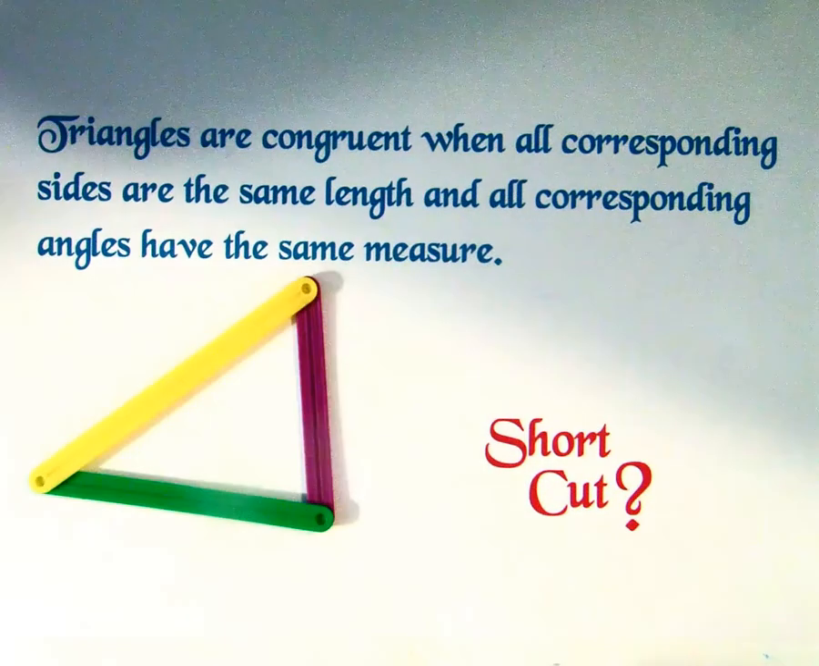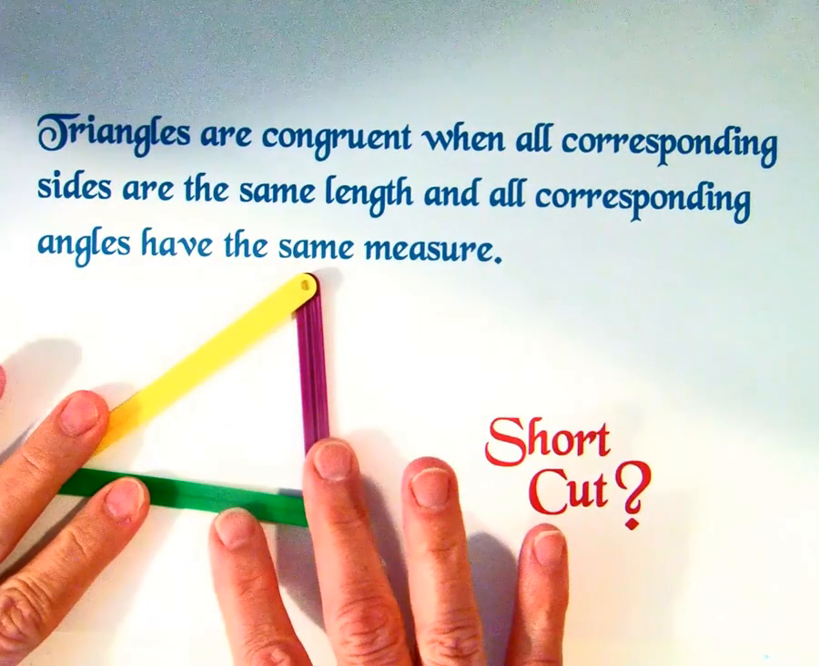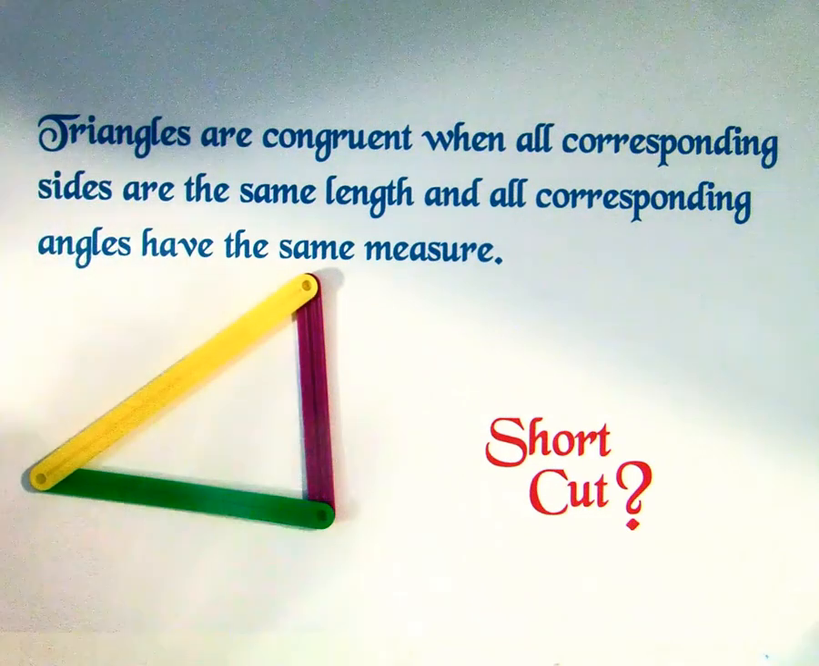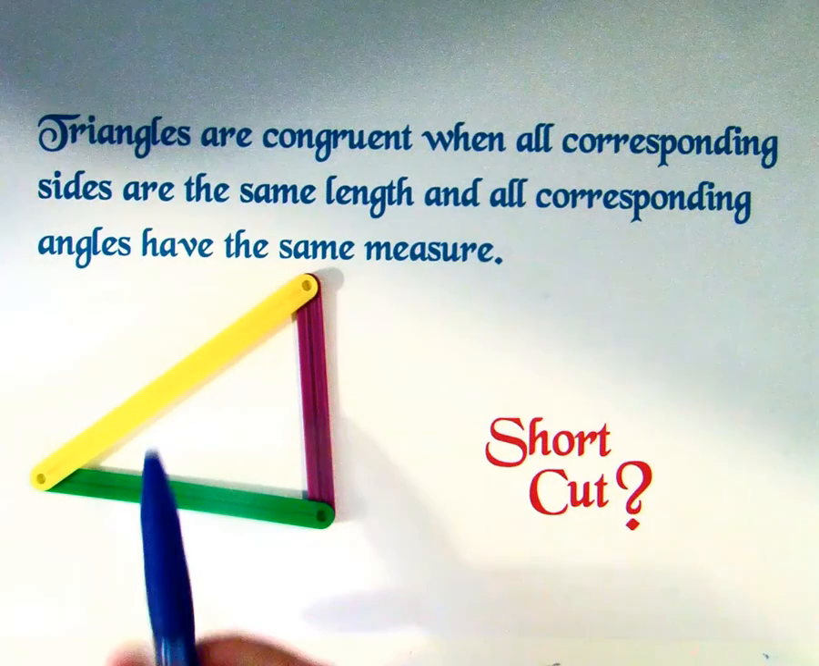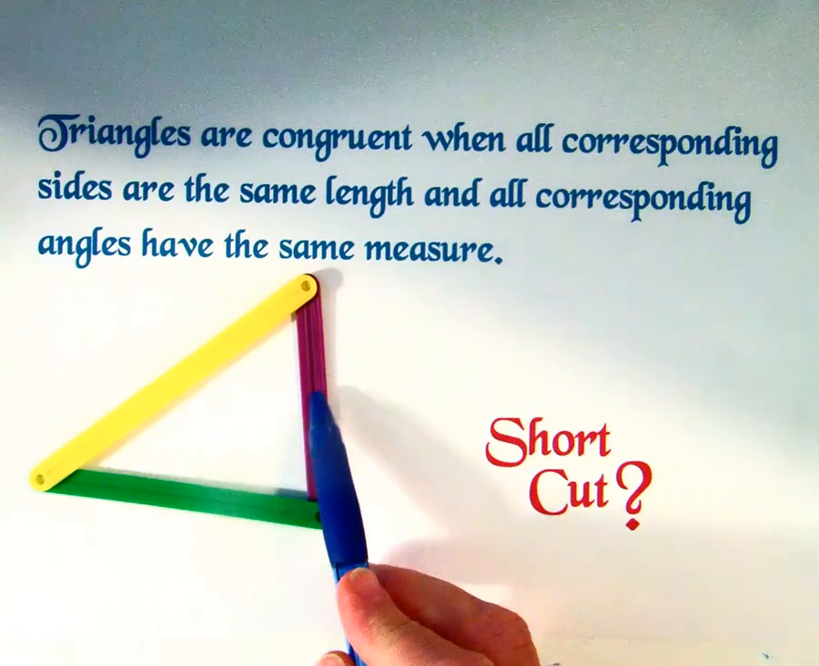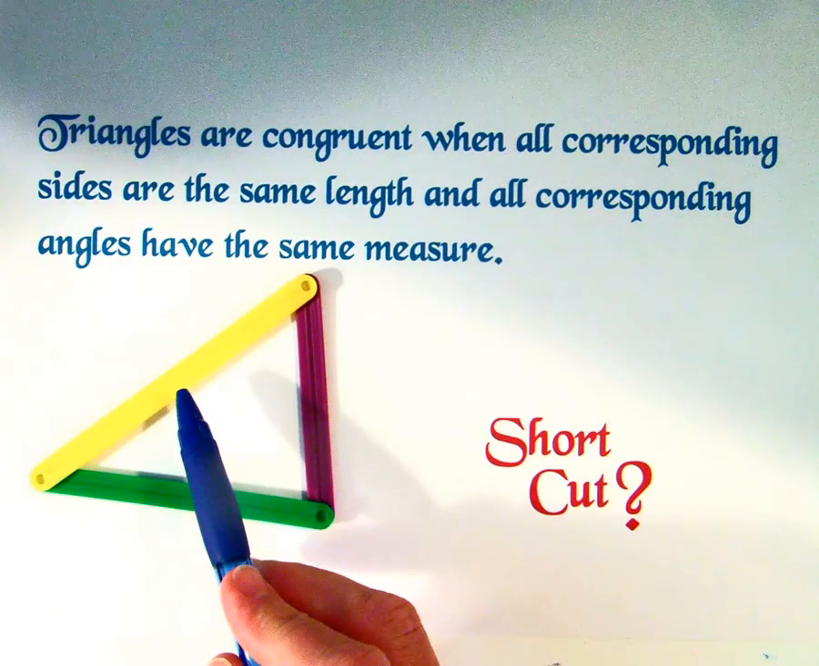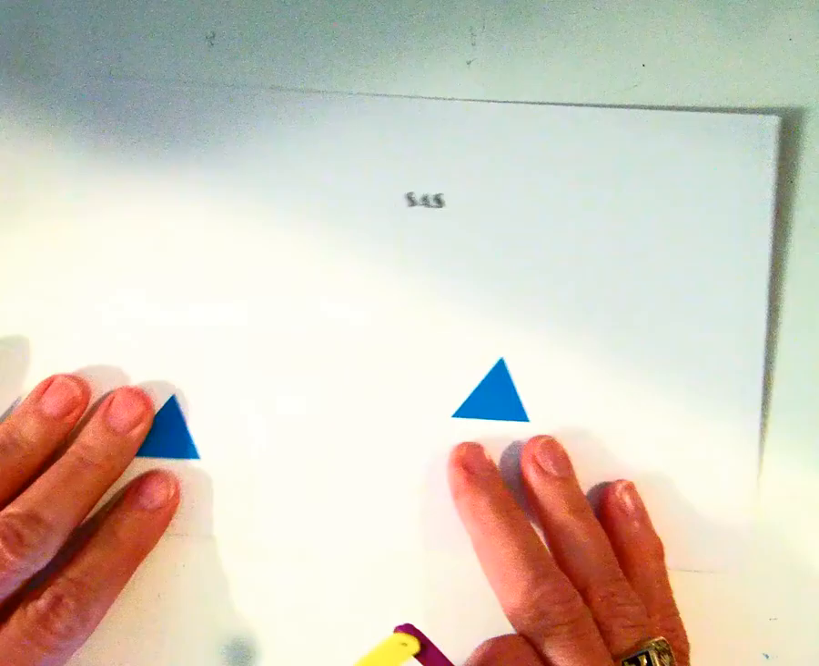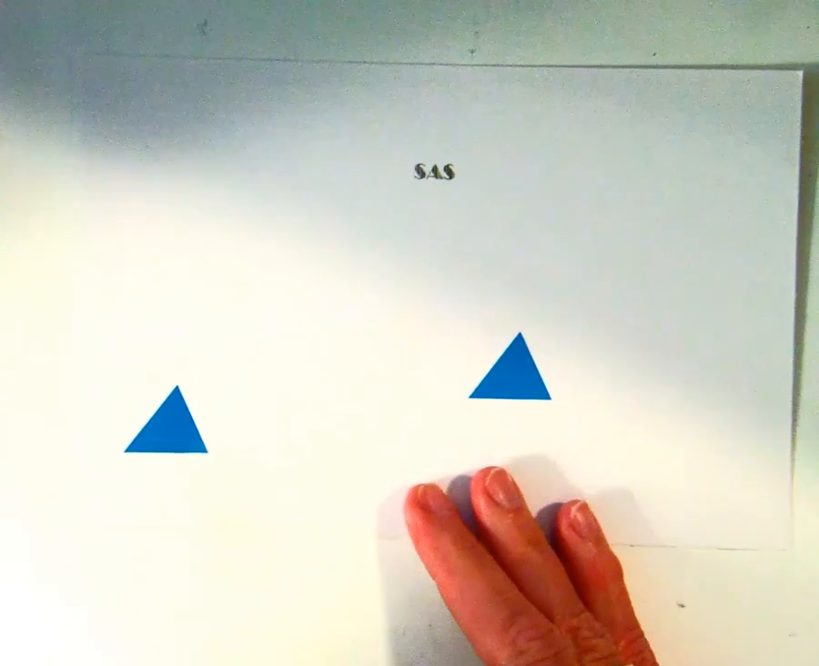Okay, so one shortcut was if all the side lengths are the same between two triangles, they will be congruent. We call that the sides the same, the sides the same, the sides the same, or creatively, side, side, side. Another one for today is going to involve some angles.